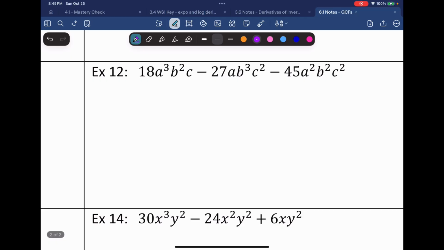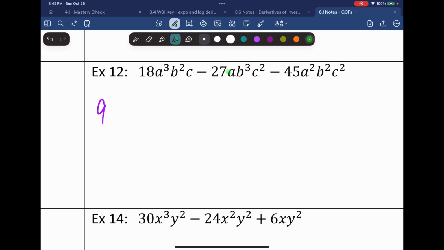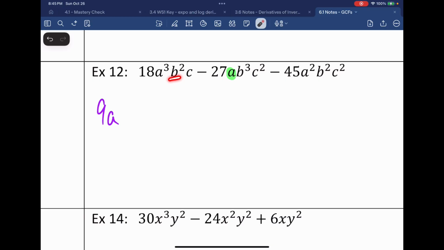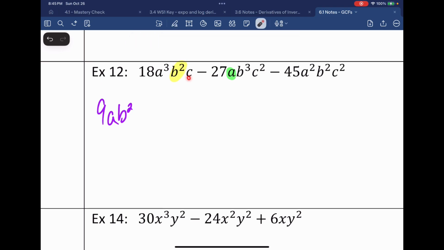Oh gosh, 9 I think. 18, 20, yeah, 9, 18, 27, and 45 are all divisible by 9. And let's see, a cubed, a squared. So a, looking for that smallest exponent. b squared, b cubed, b squared. So b squared, I don't care which b squared you highlight though. C squared, c squared. So c.